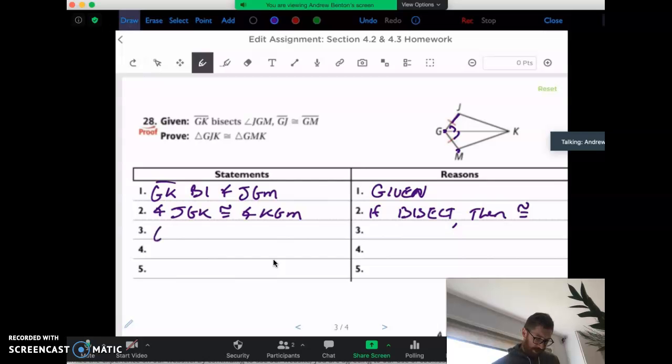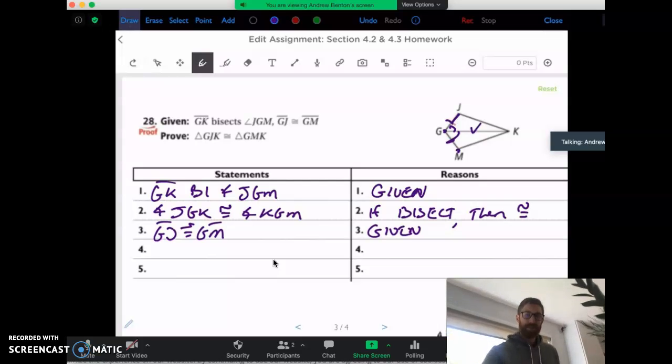They told me that GJ is congruent to GM because that was a given. Mark your diagram. And now we have an angle and a side. We need something else. So if you look here, whenever you have a diagram like this, you're going to have the reflexive property. You don't have to use it, but here actually we do have to use it. GK is congruent to itself. And that gives us our third and final side. So that's called the reflexive property.